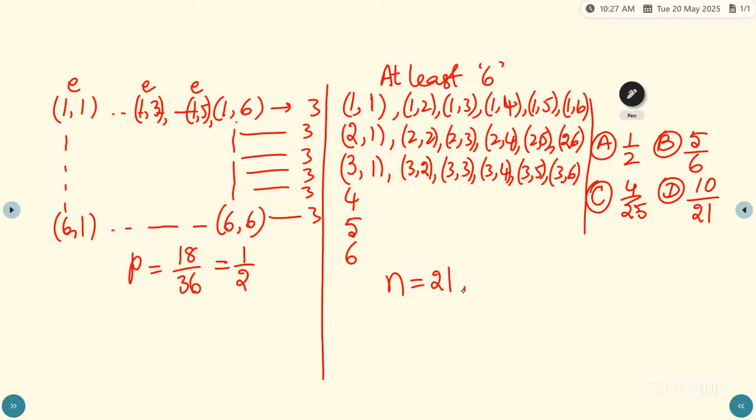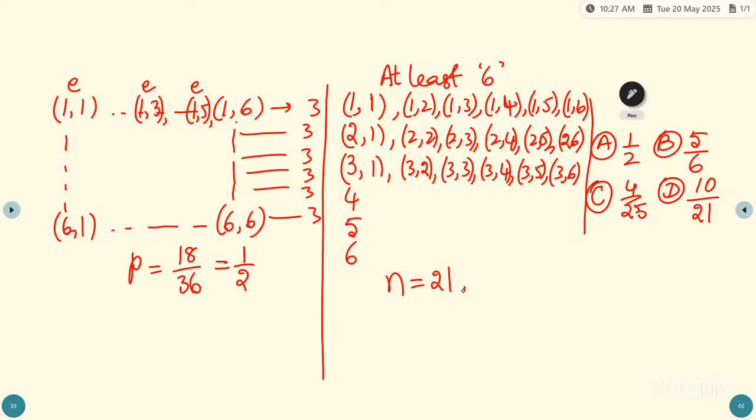3/21. I'm asking the number of favorable events. What are favorable events? Open your notes, open the cap and start writing.